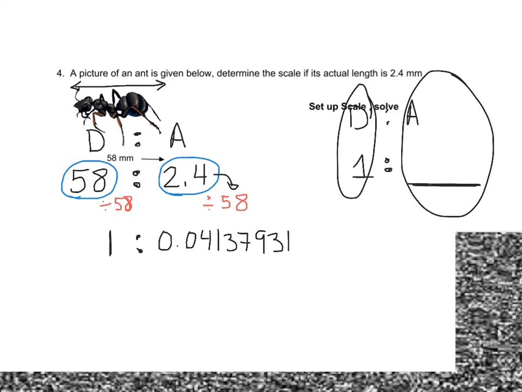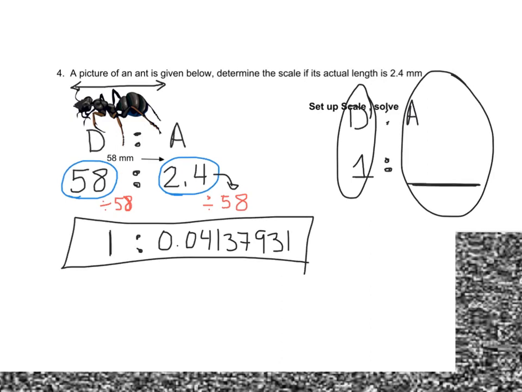0.041379331. This is the scale. And no, we're not going to round to 2 decimal places because this has nothing to do with money. However, this is the scale. This is why we have learnt unit rate, because a scale is a unit rate. It's always 1 on the diagram side, and then whatever the number should be on the actual side.